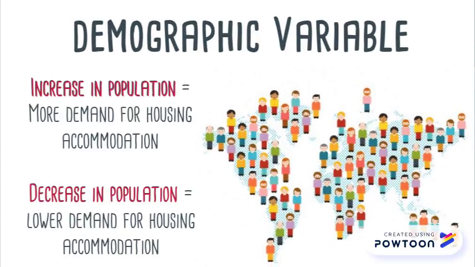Finally, a variable that hugely influences the demand of real estate is the demographic variable, which is the population of the country. When there is an increase in population, there is a higher demand for real estate. When the population stops growing or decreases, the demand for real estate stops or drops. This is oversimplified, but it is a concept that plays a large role in the demand for real estate.